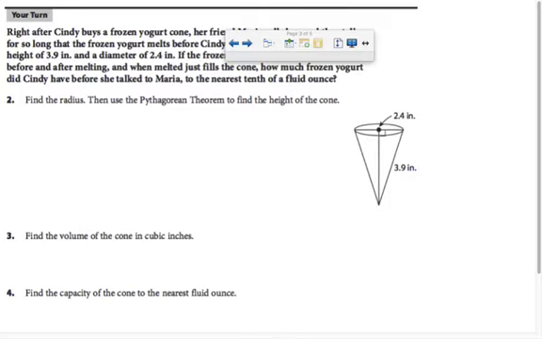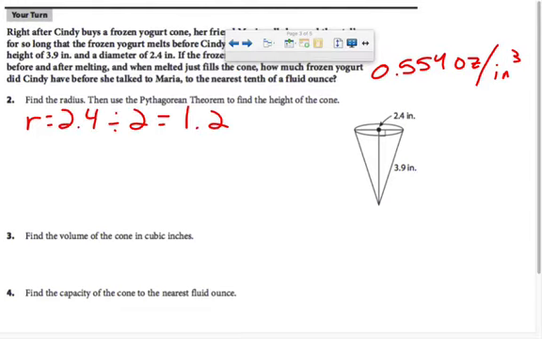In this problem, I know I'm going to need to convert to ounces again, so I'm going to write that conversion factor again. It's 0.554 ounces per cubic inch. Very much like the last problem also, I need to find the radius, and I need to use Pythagorean theorem in order to find the height. So my radius is 2.4 divided by 2, which is 1.2.